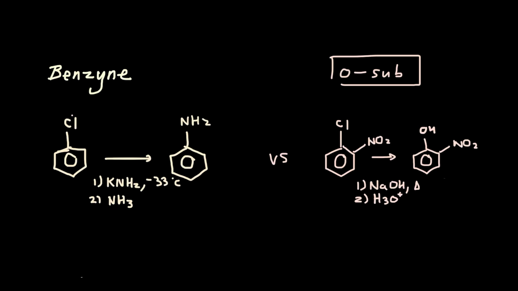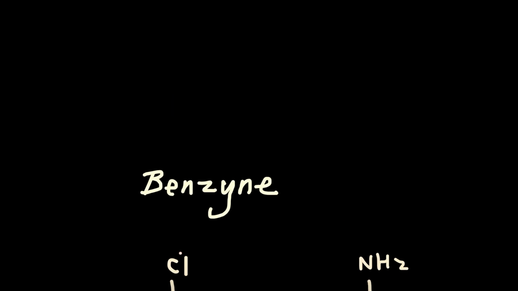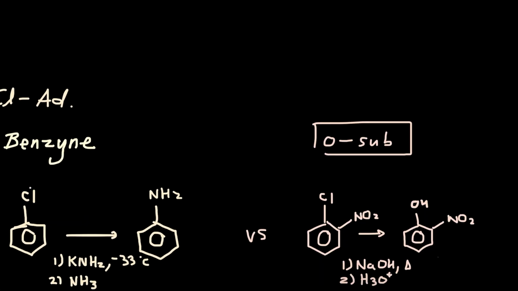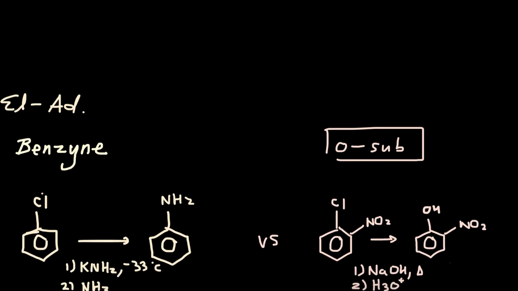In today's video, we will understand and memorize the distinctions between the elimination-addition mechanism versus the addition-elimination mechanism. Both of these involve starting with an aromatic halide converting into an aniline or a phenol. But one will have a benzyne intermediate, and this one will start with the elimination followed by addition, whereas another one will not have a benzyne, but the reaction mechanisms are similar.